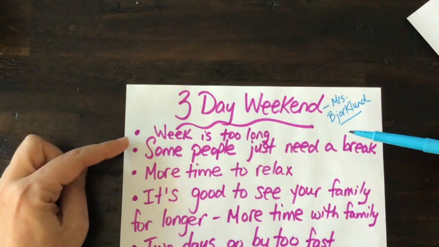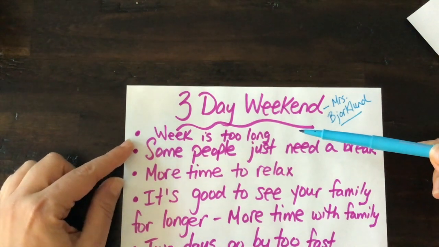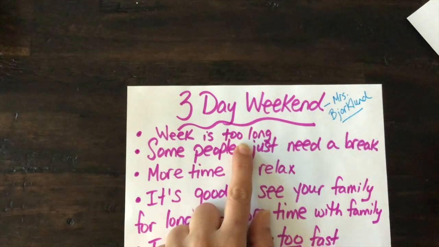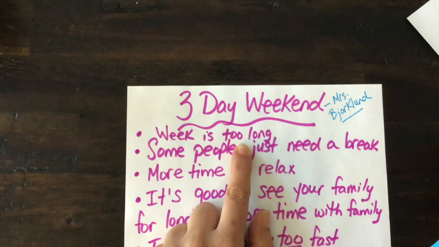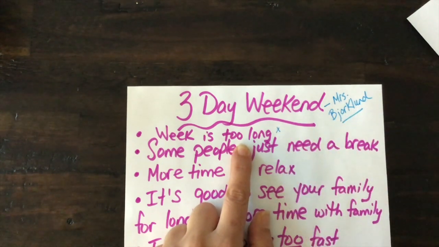So as I read through all these great reasons, because they're all great, okay, I want to see which one is really the most convincing. Week is too long. Would Mrs. Bjorklund want to hear that the week is too long? Does that really matter to her? Probably not the most convincing. So I'm going to go ahead and put an X there, okay?